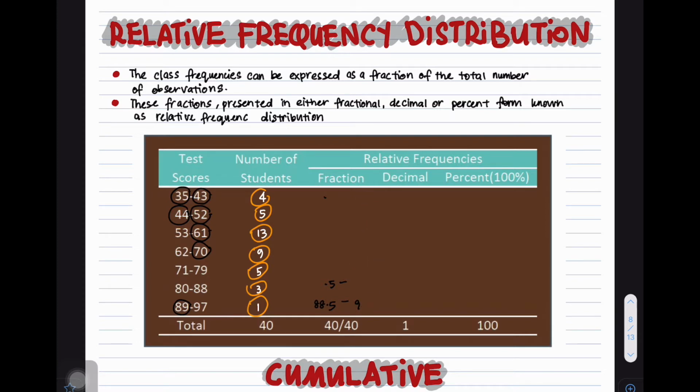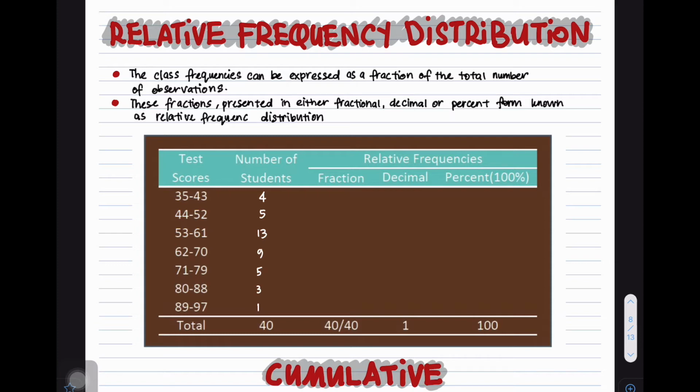But now we are talking about the relative frequency distribution. So sometimes I just remove the frequency. Sometimes the frequency of the class can be expressed as a fraction, and this fraction is sometimes presented as either a fraction, a decimal, or a percent. So kita boleh represent frequency of the class sama ada dalam bentuk fraction, decimal ataupun percent. So macam mana kita nak buat dalam bentuk fraction, decimal ataupun percent?